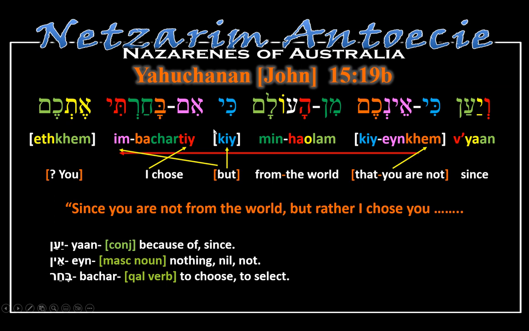ha'olam, from the world, ki, and then together with im. So these two often go together and they're translated as but. Ki im, but, bacharti, which is I chose. Bachar means to choose. Et, kem. And et is grammar marker, kem is you. Since you are not from the world, but rather I chose you. That's the translation. And these are, I've included these so that you can see their meanings.